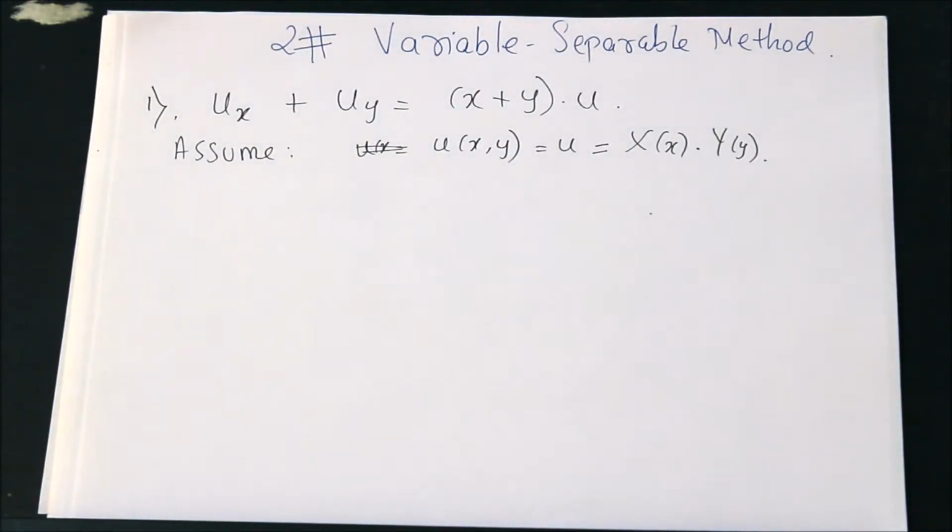So I'll be taking 3 or 4 examples, and I hope the method will be clear to you. If I take this as a first example, as you can see, it's a first order because the highest order of derivative is 1. It's linear. Make sure you convince yourself.